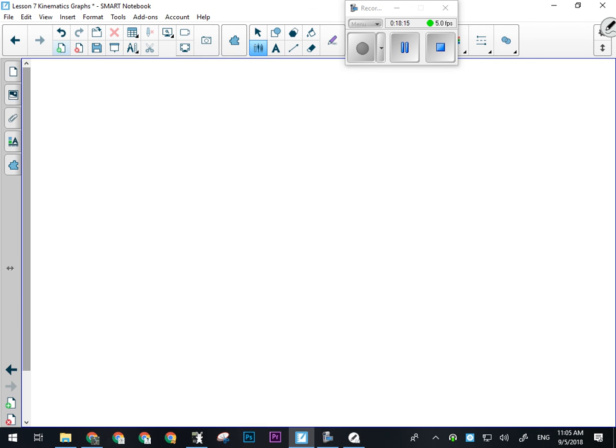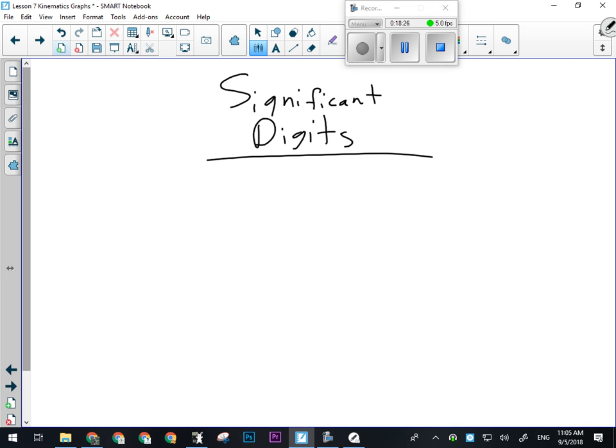Okay, so a couple things to write down. Okay, so the purpose of significant figures is this, or significant digits. The purpose is to not allow any mathematical operation to increase or decrease the accuracy of measured values.